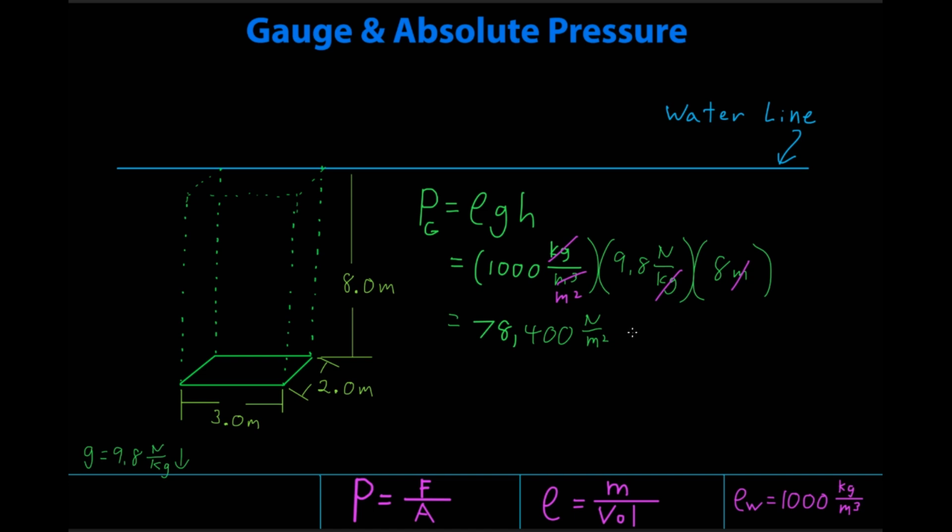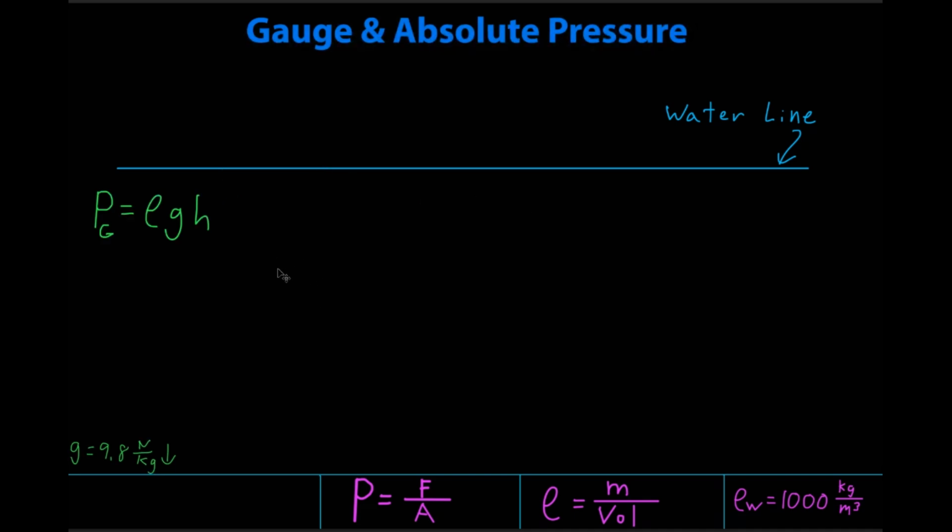Therefore, we have 78,400 newtons per meter squared, or pascals, at 8 meters. For you imperial folk, that would be about 26 feet deep and 11.4 pounds per square inch. And as a reminder, that is the pressure in all directions exerted by the fluid that you would be in.